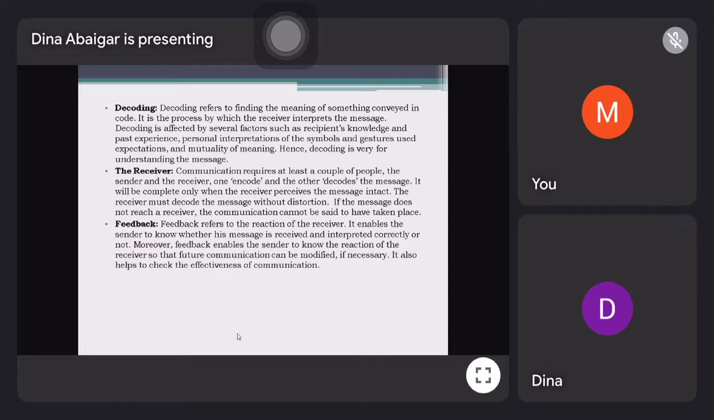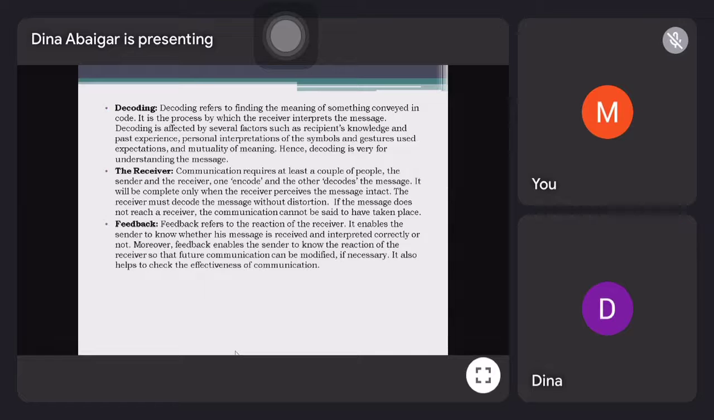Feedback. Feedback refers to the reaction of the receiver. It enables the sender to know whether his message is received and interpreted correctly or not. Moreover, feedback enables the sender to know the reaction of the receiver so that future communication can be modified if necessary. It also helps to check the effectiveness of communication.